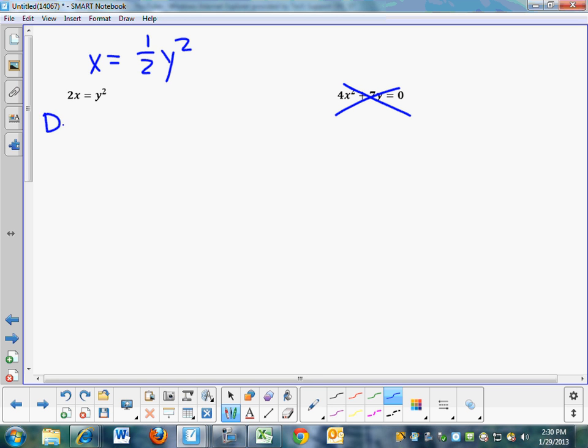We start with the direction. Right. Why? X equals, so it's horizontal. Positive opens to the right. Very good. Vertex: 0, 0.